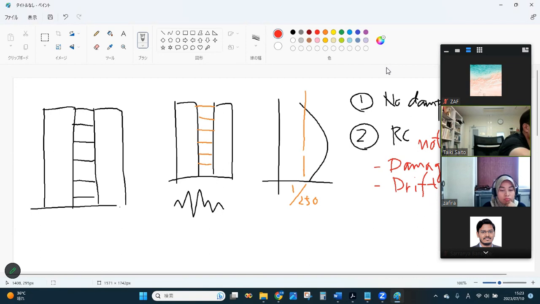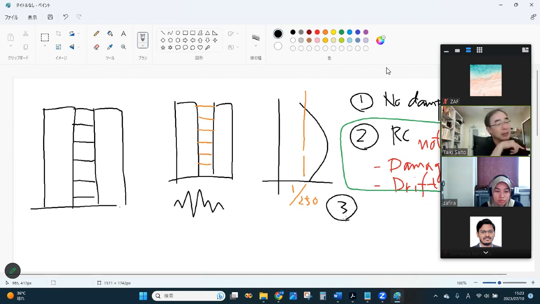Okay, so let's skip this now. Number 2. Okay, let's skip this one too. If we have time, we can try. Okay. We skip this one. Number 3. Steel beam.